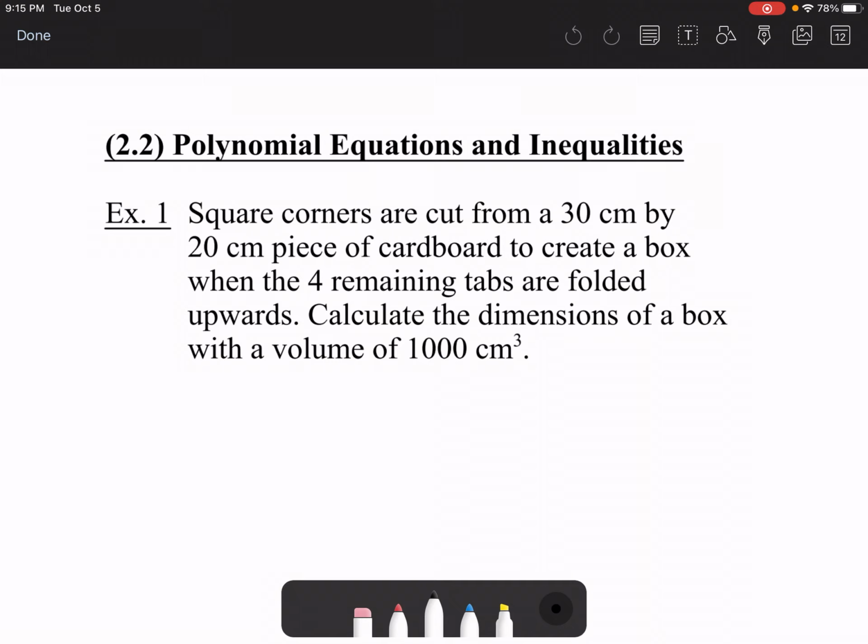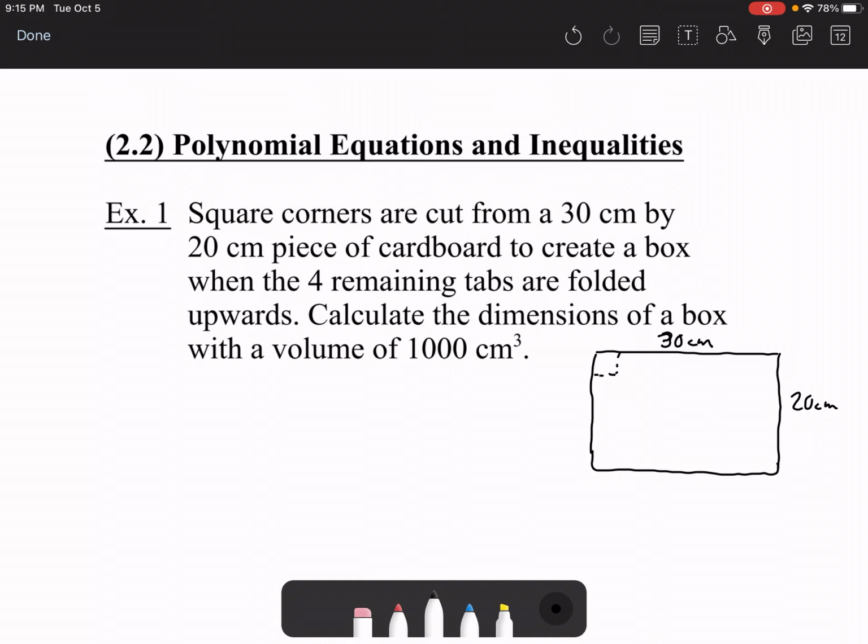So first off, we're going to start by cutting out square corners from a 30 centimeter by a 20 centimeter piece of cardboard. So I'm going to draw what I mean right here. Let's say we have a piece of cardboard like this rectangle. This length is going to be 30 centimeters, and this length is going to be 20 centimeters.